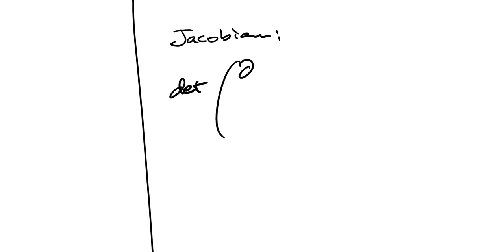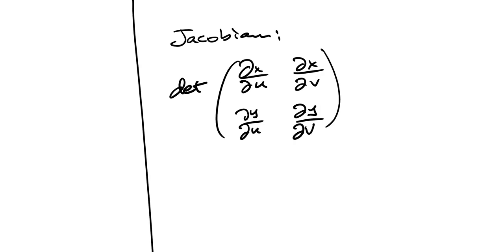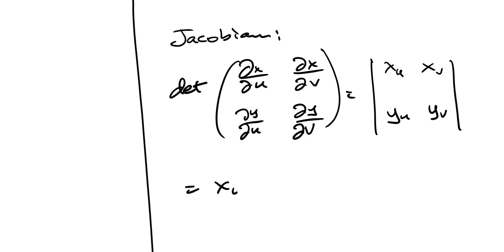It's the partial of x with respect to u, partial of x with respect to v, partial of y with respect to u, partial of y with respect to v. So I usually write this as a determinant. Remember, you can write straight up and down bars instead of the parentheses. x_u, x_v, y_u, y_v, like that. And so it'll be x_u y_v minus x_v y_u, like this. And we're going to take the absolute value of this later.